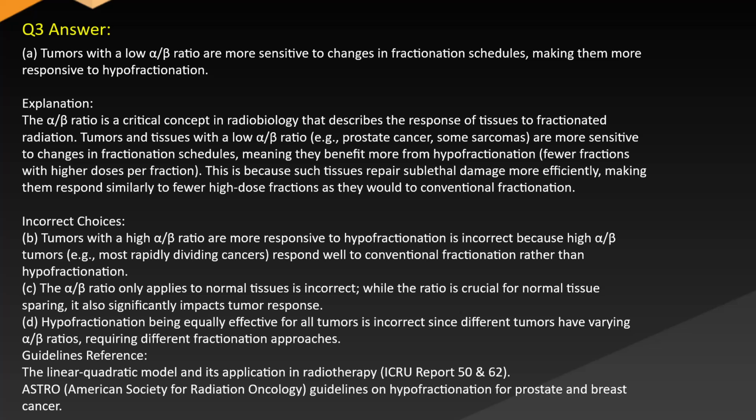C. The α/β ratio only applies to normal tissues is incorrect. While the ratio is crucial for normal tissue sparing, it also significantly impacts tumor response. D. Hypofractionation being equally effective for all tumors is incorrect since different tumors have varying α/β ratios, requiring different fractionation approaches. Guidelines reference: the linear quadratic model and its application in radiotherapy. ICRU Report 50 and 62. American Society for Radiation Oncology, Guidelines on Hypofractionation for Prostate and Breast Cancer.